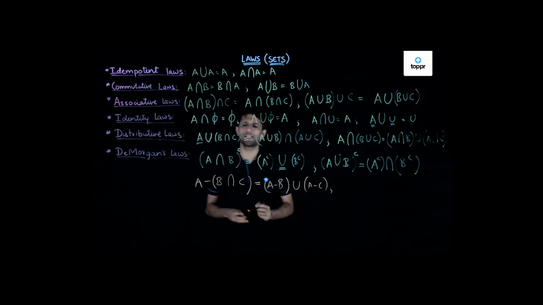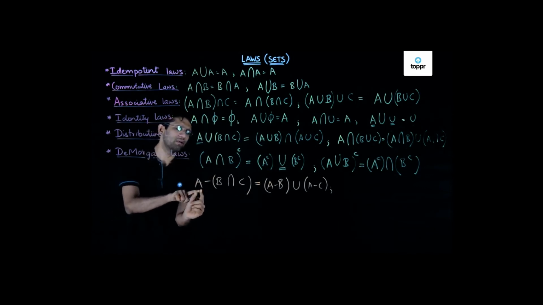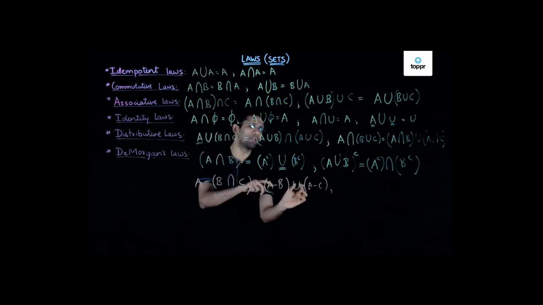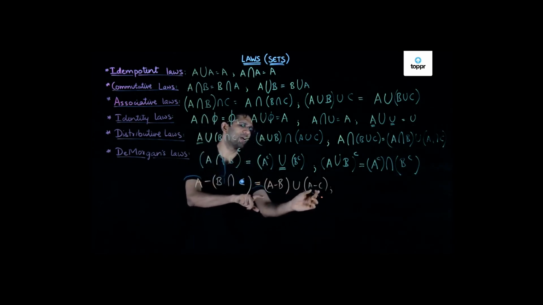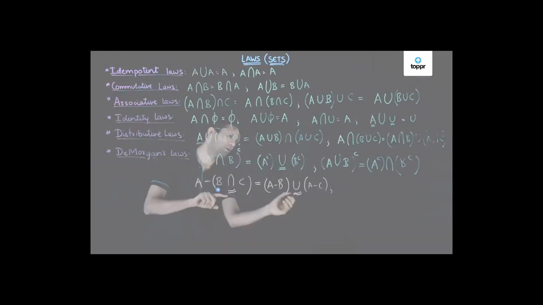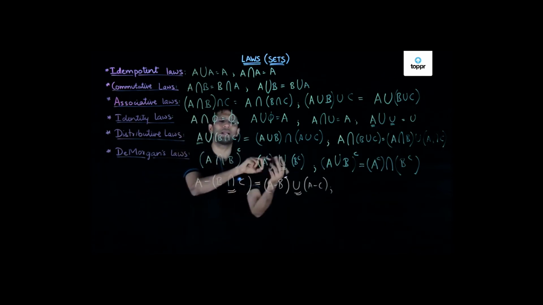So now this law states that whenever we have three sets A, B and C, then if we perform the difference of sets A and B intersection C, then the result obtained is same as performing the union of sets A minus B and A minus C. So now this intersection that was here has turned into a union. So in every De Morgan's law, if you have an intersection on the left hand side, you get a union on the right hand side.